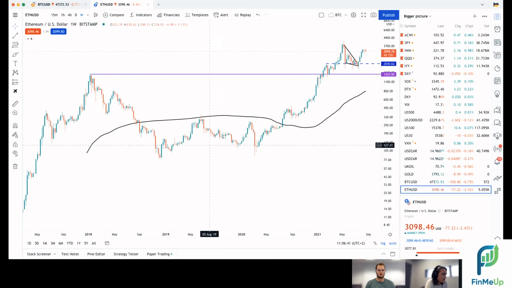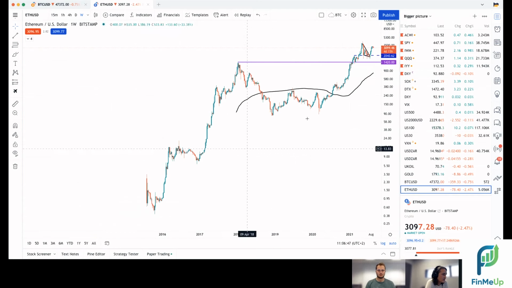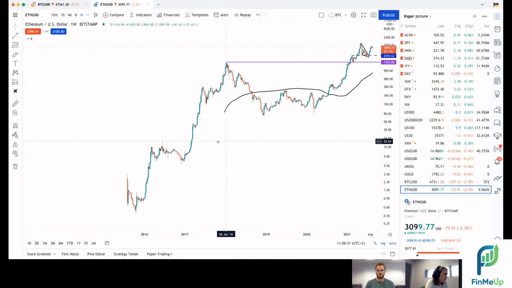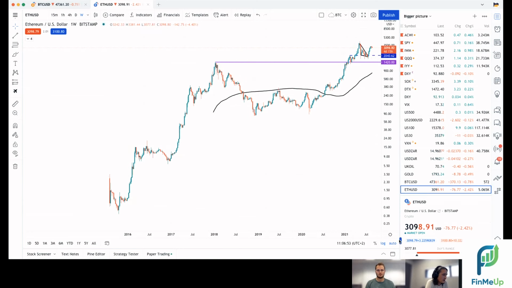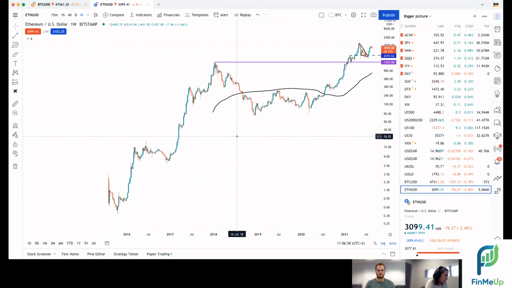nice 126 week moving average on a weekly chart. This gives us a good idea of what the general trend is. So at the moment, obviously, the trend is up. And it normalizes this chart quite a bit, rather than looking like something like that, we see something like this.